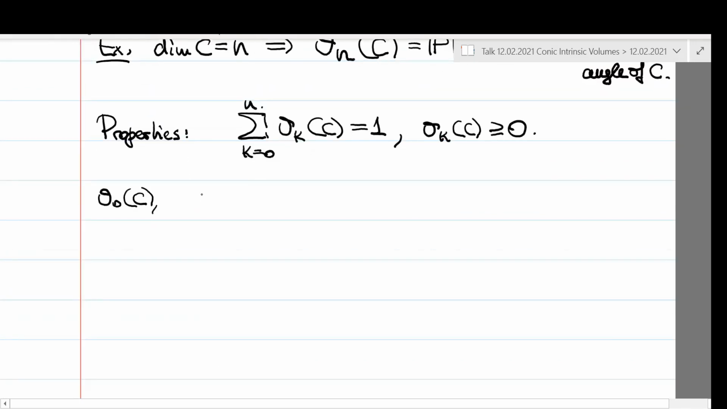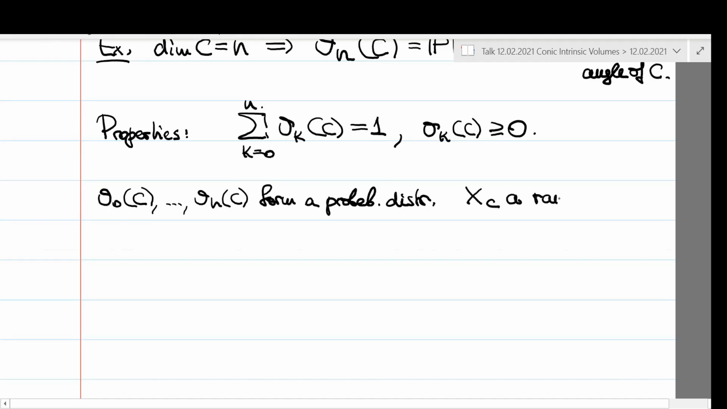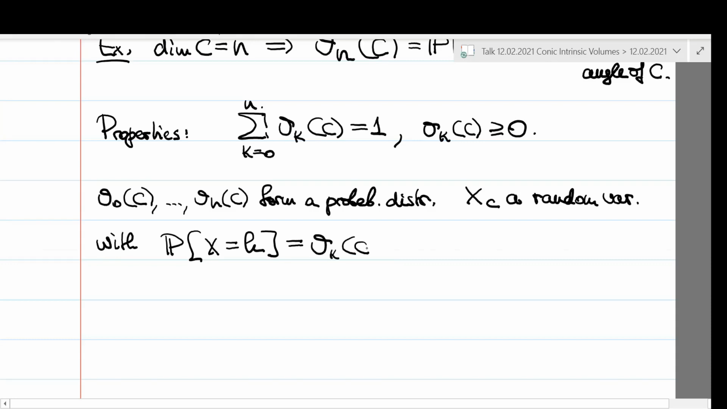The conic intrinsic volumes v_0(C), ..., v_n(C) form a probability distribution. Let us denote by X_C a random variable with this distribution. So this random variable takes values from 0 to n, and the probabilities are just these intrinsic volumes. Sometimes it's convenient to think of it as a probability distribution and to consider a corresponding random variable.